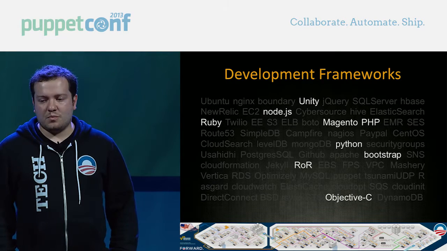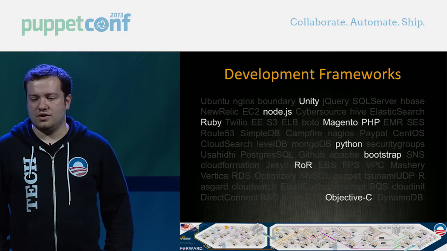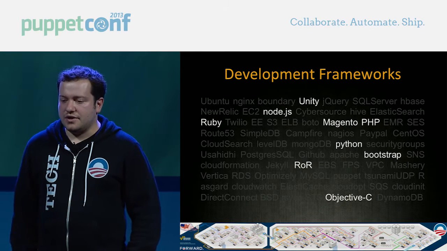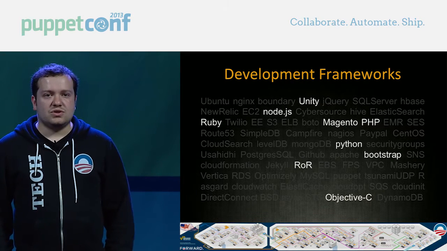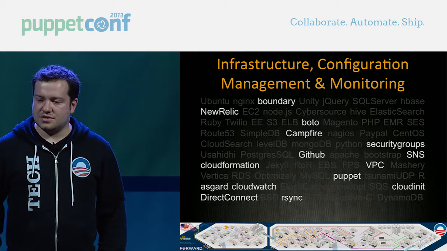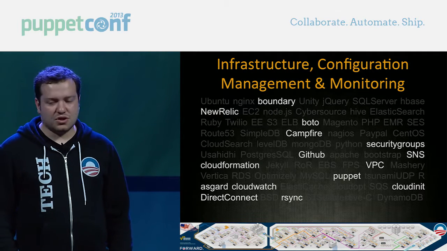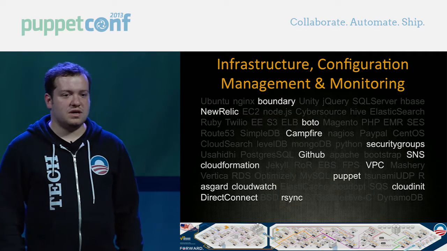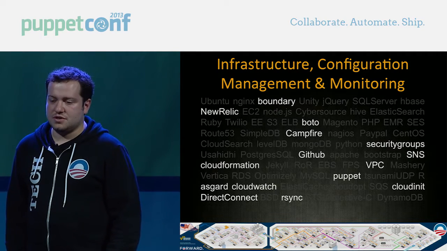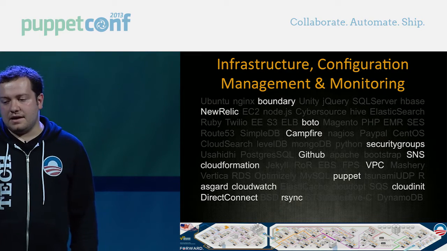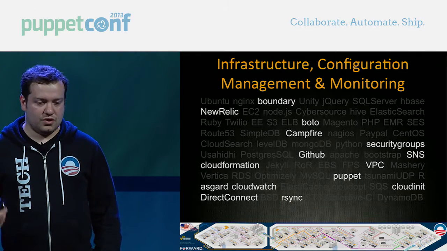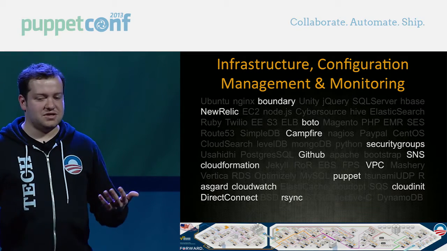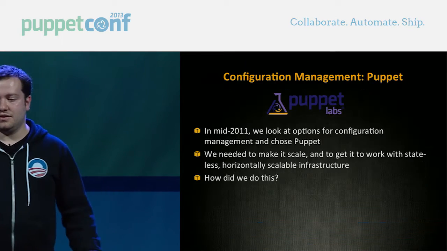Again, for development frameworks, we had some developers that were good at Ruby. We had some developers that were good at Python. So we enabled them to use whatever they were comfortable with. And then for infrastructure, for configuration management and monitoring, we used a bunch of tools too. We used Puppet for actual configuration management. Yeah, so it worked out really well in that we weren't ideologically locked into using one thing or another.